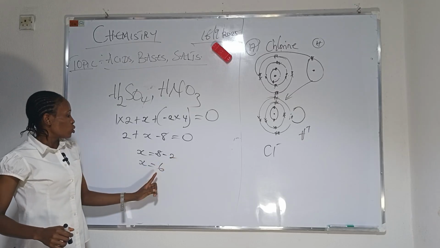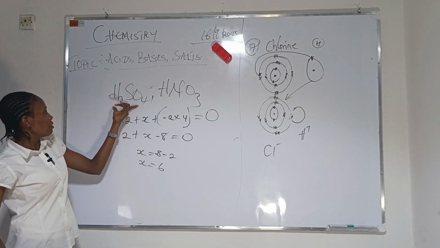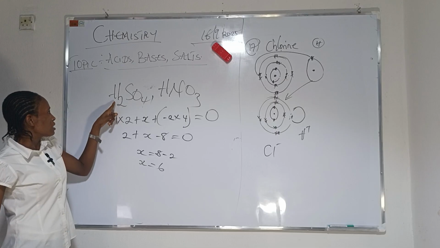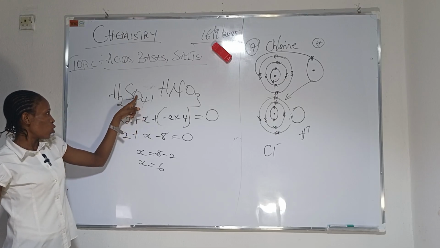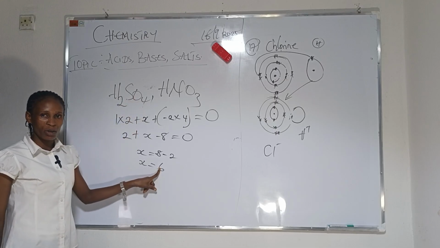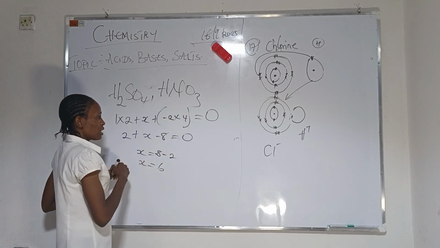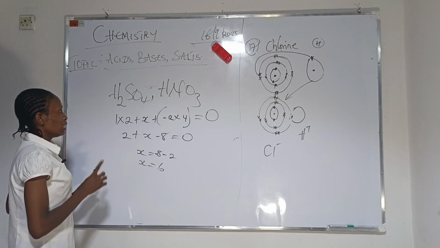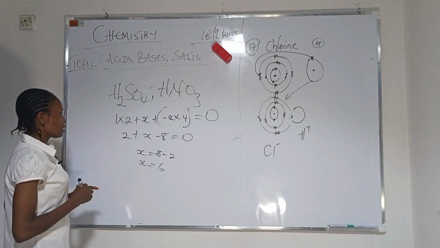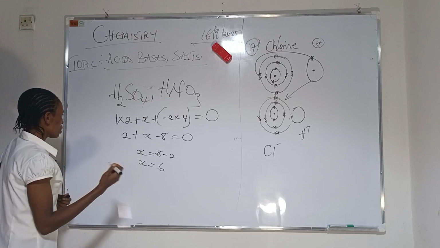That is 8 minus 2 is equals to what? 6. If I want to name this compound now, I will say it's hydrogen tetraoxo sulfate. I will not pick the oxidation number, 6. The same thing is applicable here. That is the last example I will do in naming of these acids so that I can now move over to the next subtopic.